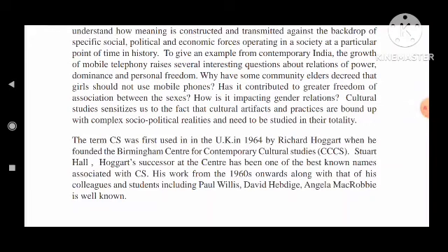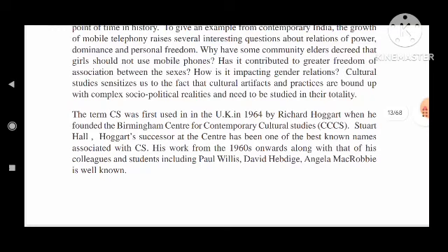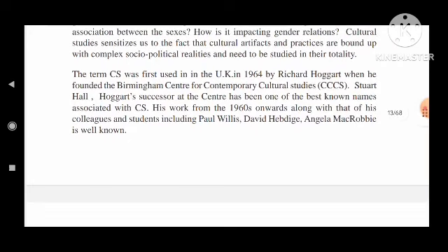To give an example from contemporary India, the growth of mobile telephony raises several interesting questions about relations of power, dominance, and personal freedom. Why have some community elders decreed that girls should not use mobile phones? Has it contributed to greater freedom of association between the sexes? How is it impacting gender relations? Cultural studies sensitizes us to the fact that cultural artifacts and practices are bound up with complex socio-political realities and need to be studied in their totality.